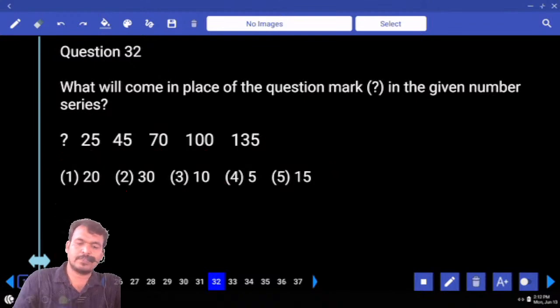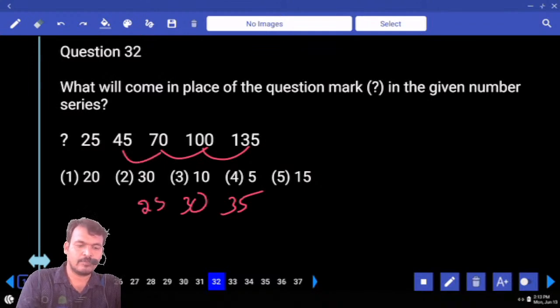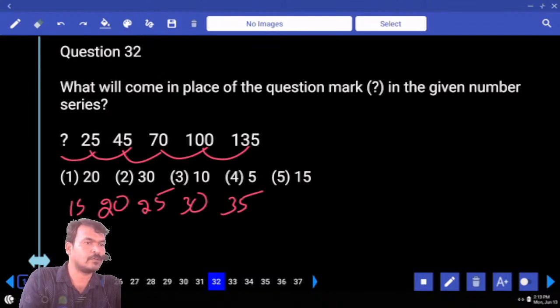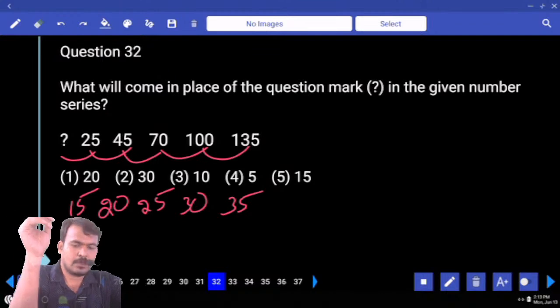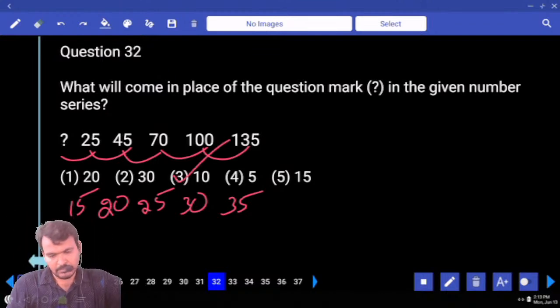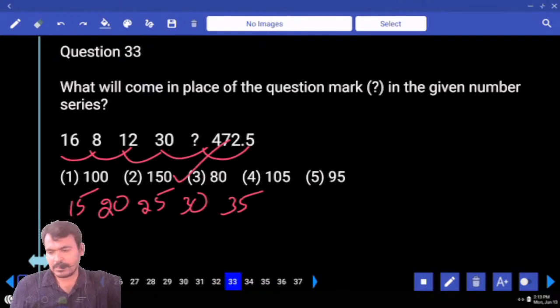Next question, number 32. What is the last one difference? 35. Last to second, 30. Last to third, 25. Next 20. Obviously the first one is 15 difference or not? Then the answer, 25 minus 15, it will be 10.